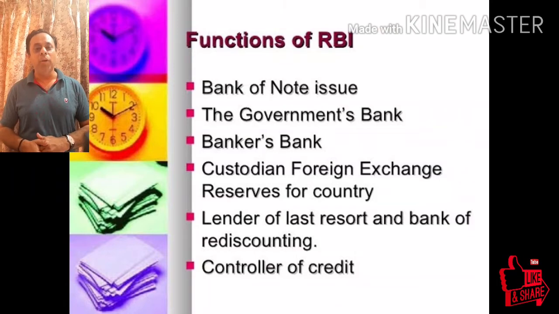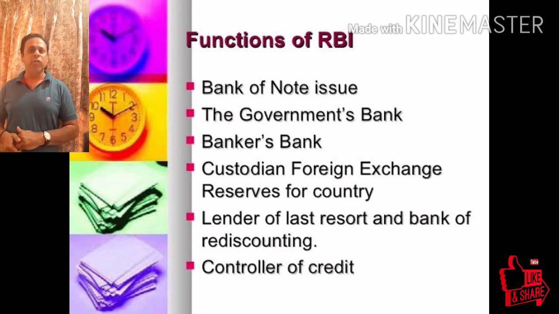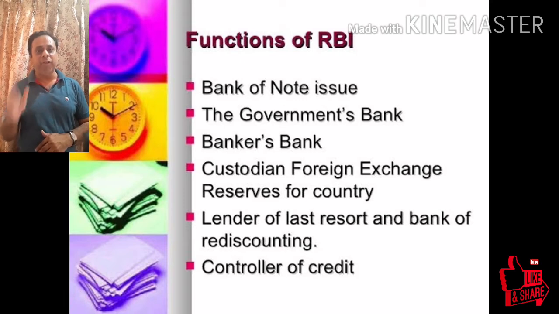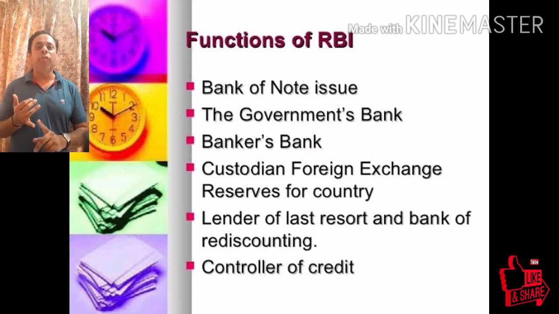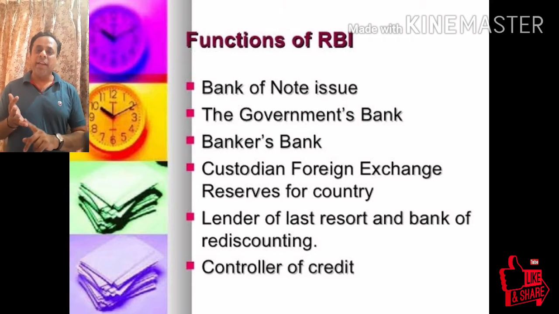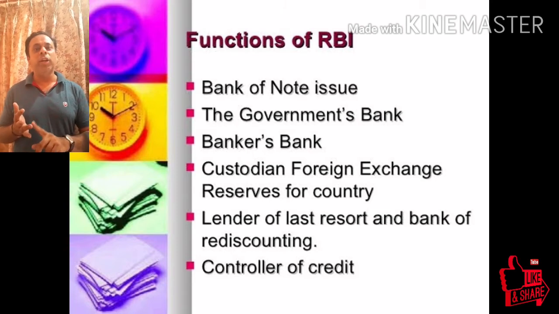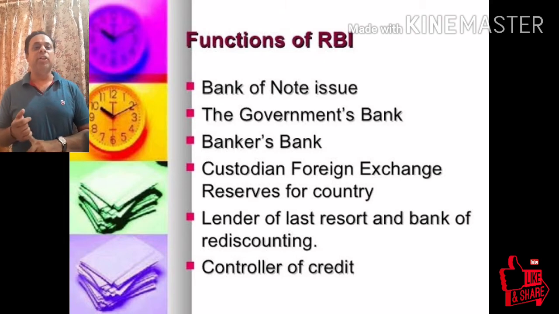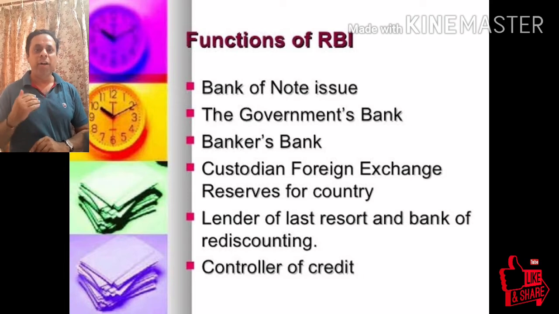Now we will study about the functions of RBI. So before going to the explanation of all the functions of RBI, let us study what are the functions of RBI. RBI के क्या क्या फंक्शंस है, सबसे पहले हम वो देखेंगे. पहला फंक्शन है आरबीआई का इश्यू ऑफ करेंसी नोट्स. सेकेंड फंक्शन द बैंकर्स बैंक. Third function, the government's bank. Fourth function, custodian of foreign exchange. Fifth function, lender to the last resort. And sixth function is controller of credit. So these are the functions of RBI.